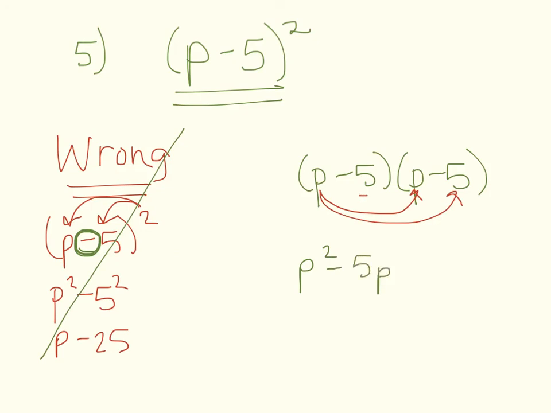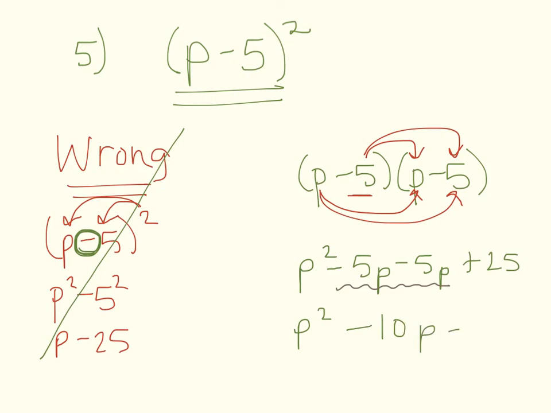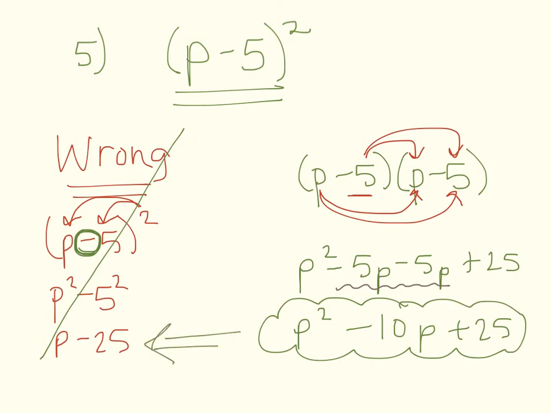And then we take the second term, this negative 5, and we multiply it times everything in the second set of parentheses. So negative 5 times p is negative 5p, and negative 5 times negative 5 is positive 25. Now, just like happened in our last problem, we've got some like terms in the middle here that we've got to put together. And remember, for like terms, you just add and subtract those coefficients, giving us a negative 10p plus 25 to finish out this problem. Very different from the answer we were going to get over here.